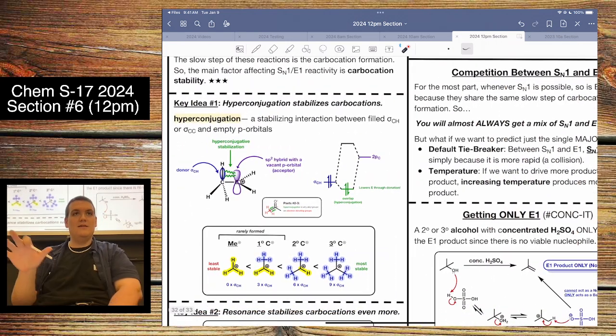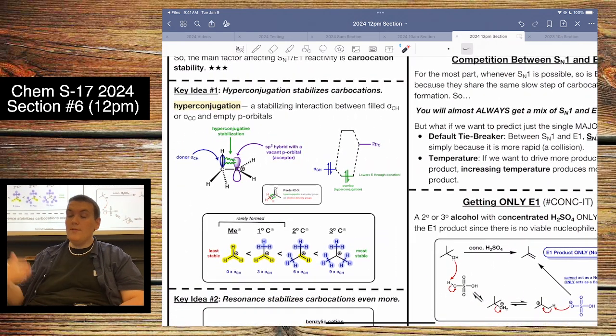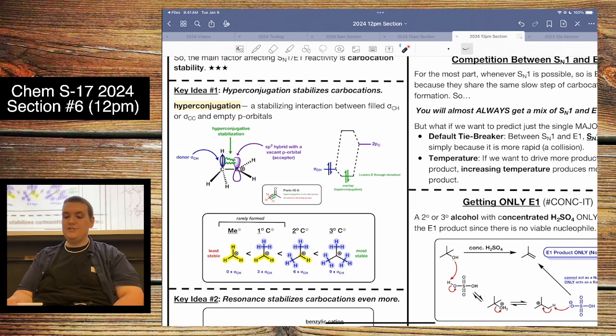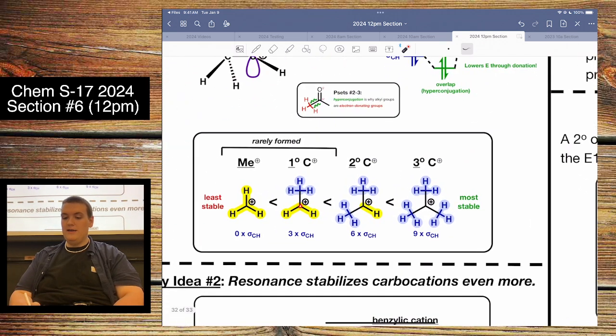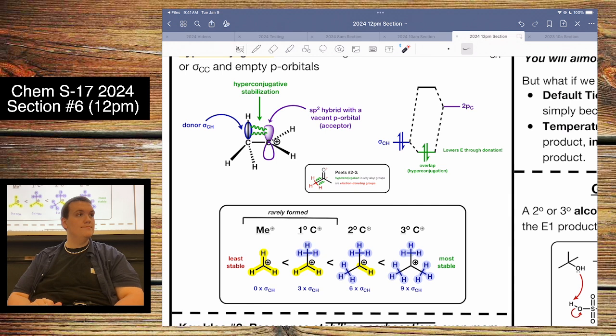So, you've seen it a little bit before. Carbon-carbon bonds can also engage in hyperconjugation, but it's just weaker. We won't ask you to differentiate between that, so it's really just, is the carbocation primary, secondary, or tertiary? And that will give you a good read on how much hyperconjugation is going on. And so they're more stable.